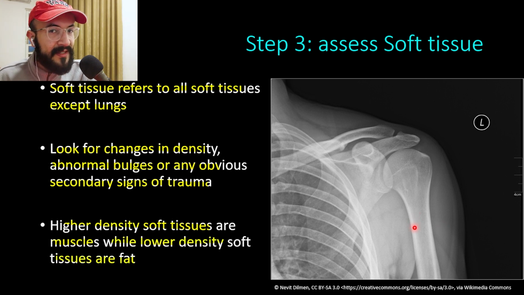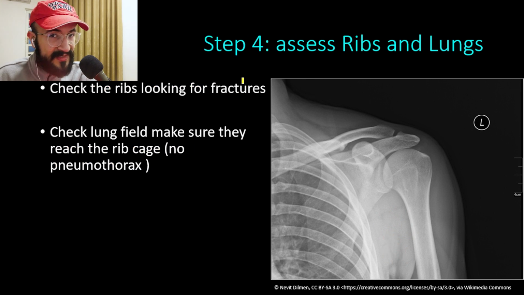So as we can see in this AP shoulders x-ray, we look for any changes in soft tissue density or any bulges. So starting from here, we can see that the muscles have a higher density while the fat here has lower density. And as we can see in the supraclavicular region here, we have lines of fat that are splitting the muscles of the supraclavicular region. And we also look in the axilla for any changes in soft tissue density. Moving on to step 4.